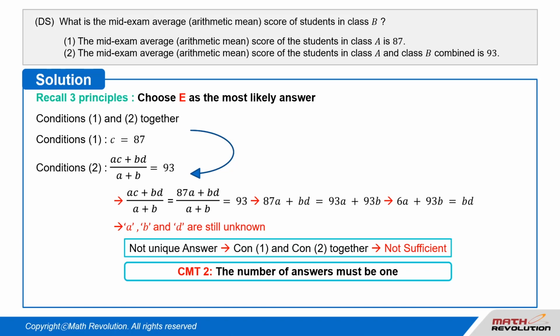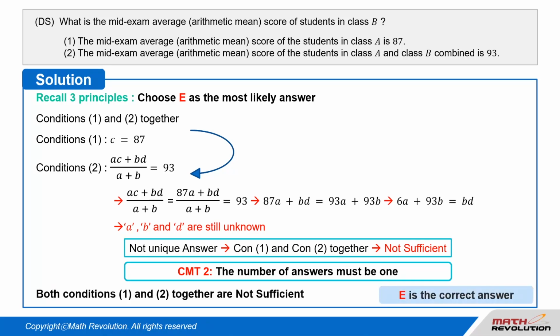I don't know why, but some people calculate 87 plus 93 and divide it by 2 to get an answer of 90. Consequently, they choose C as the answer. You should never divide it by 2. The answer is E because you need to know the number of students in Class A and Class B. The question tricks you into dividing by 2, giving an easy average calculation. Both conditions 1 and 2 together are not sufficient. So, E is the correct answer. Answer: E.